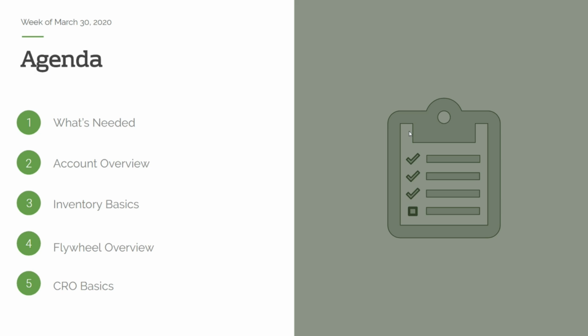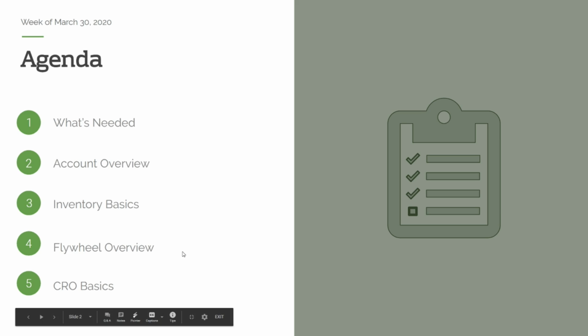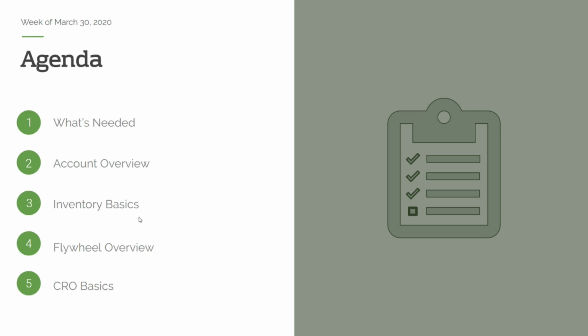So today we're going to go over what's needed to create an Amazon account. We're going to go over the account overview, so looking at the Amazon dashboard. And then we'll go over some inventory basics, and I'll briefly describe what the flywheel overview is. And then I will send it off to Bryce McBeth, our founder and CEO of Reap Commerce, to discuss some CRO basics.